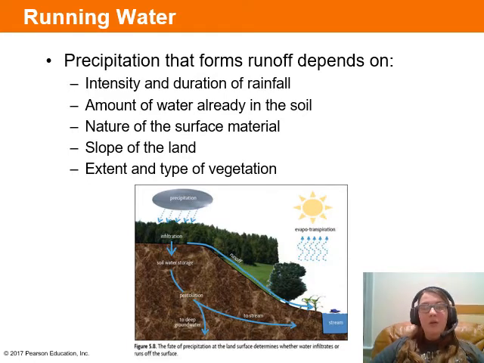And this is because the amount of water that's already in our soil is going to be very important. Soils can only hold a certain amount of water. So once the soil is full, the rest of the rainfall has to be run off. It's just simply going to flow along the surface of our planet.